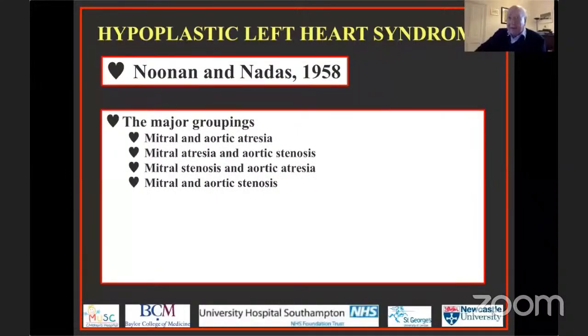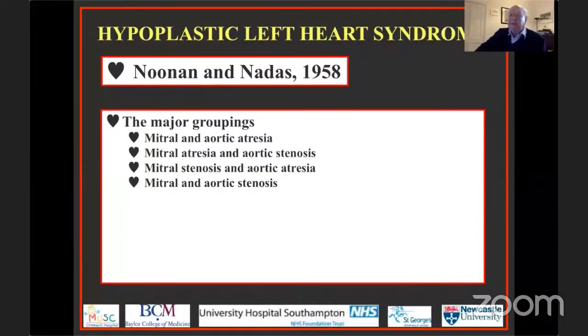But what we can gain from the study that they made way back in 1958 is the grouping of these hearts. And if we look at them in that fashion, we can see that some had mitral and aortic atresia, some had mitral atresia and aortic stenosis, some had mitral stenosis and aortic atresia, and then others had mitral and aortic stenosis.